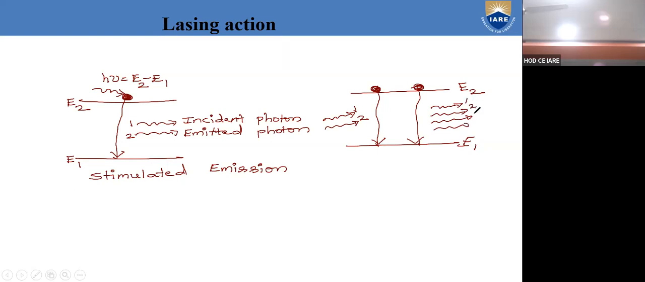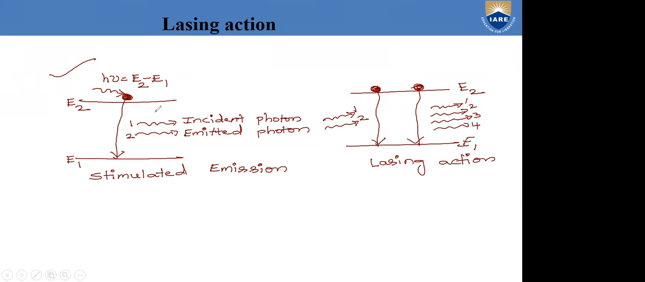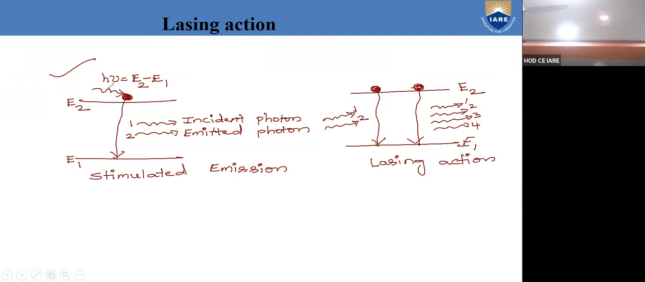Now just look at this figure and tell me what you are able to understand. What is happening here? So this process is lasing action. Now, what is that first figure, students? What is our first figure? Stimulated emission. Yes, what is stimulated emission? After absorption, where is our atom? The atom is in the excited state.